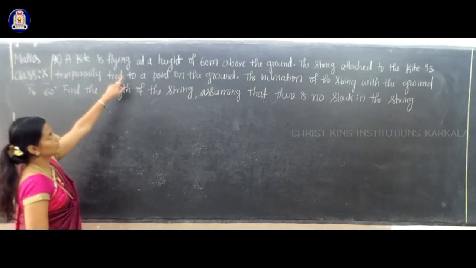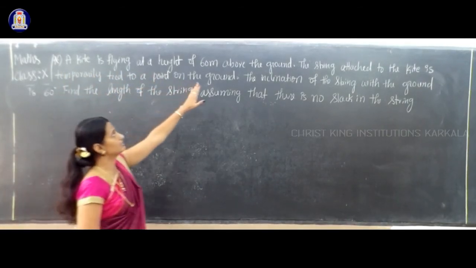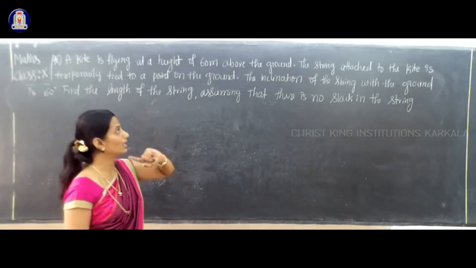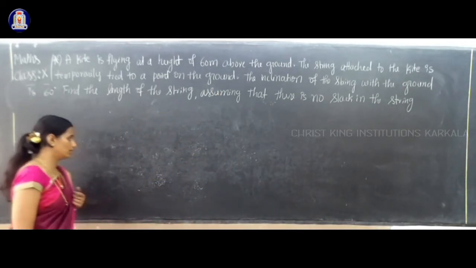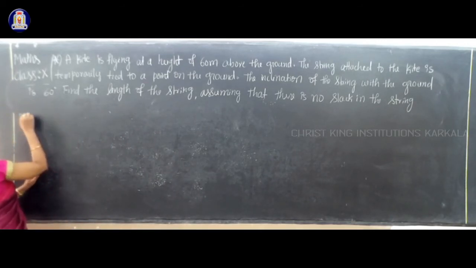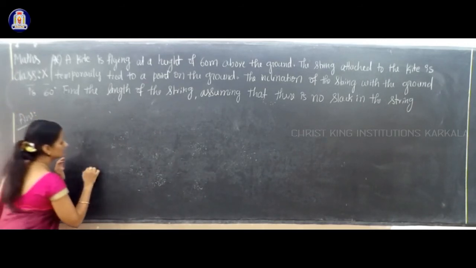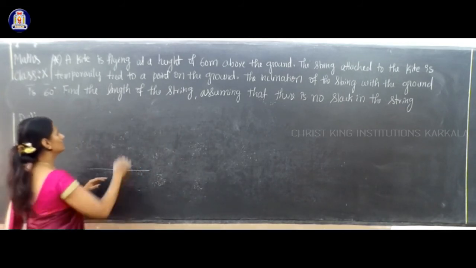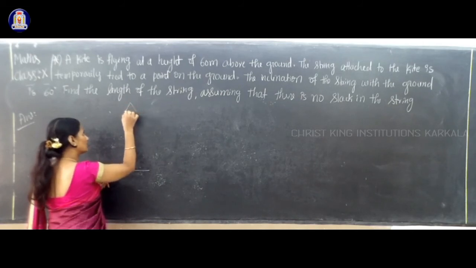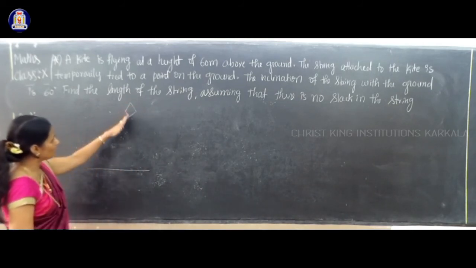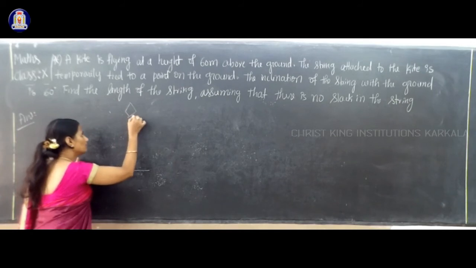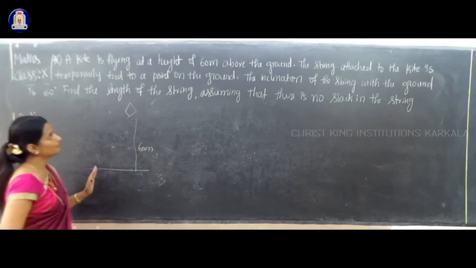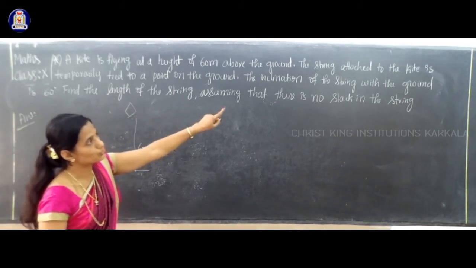A kite is flying at a height of 60 meters above the ground. Suppose this is the ground. At what height is the kite flying? Suppose here is the kite and that kite is at a height of 60 meters. So the distance from here to here is how much? 60 meters. Clear?